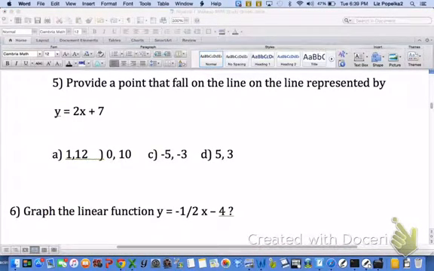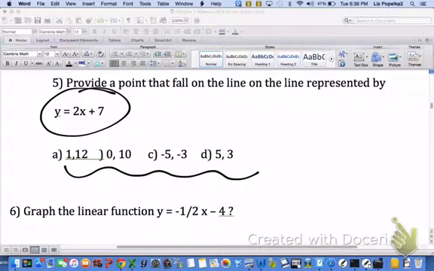For number 5, I just realized a typo when I was going through here, sorry. Provide a point that falls on the line. I noticed I repeated that twice too. Whoopsie, sorry guys. Represented by the equation y equals 2x plus 7. So in other words, which one of these points will work in this equation?